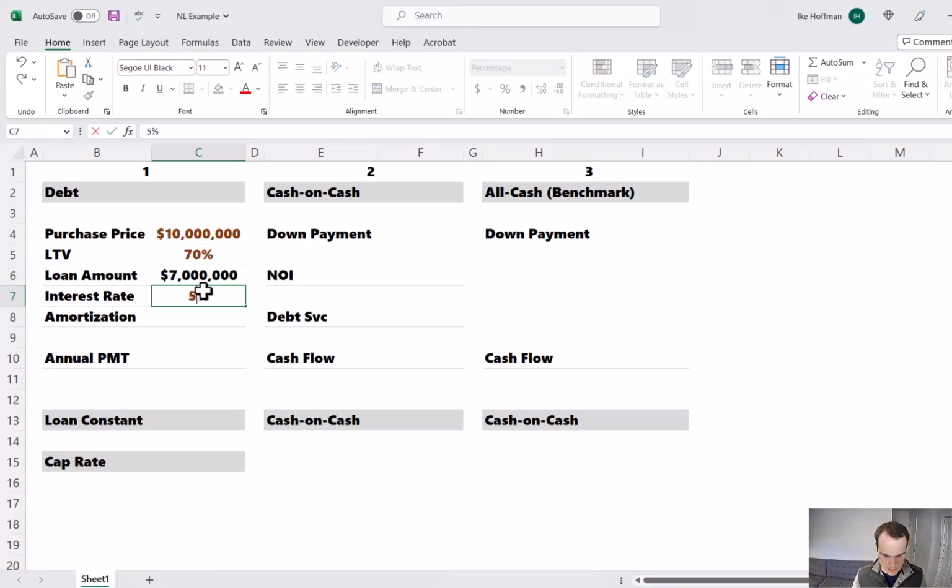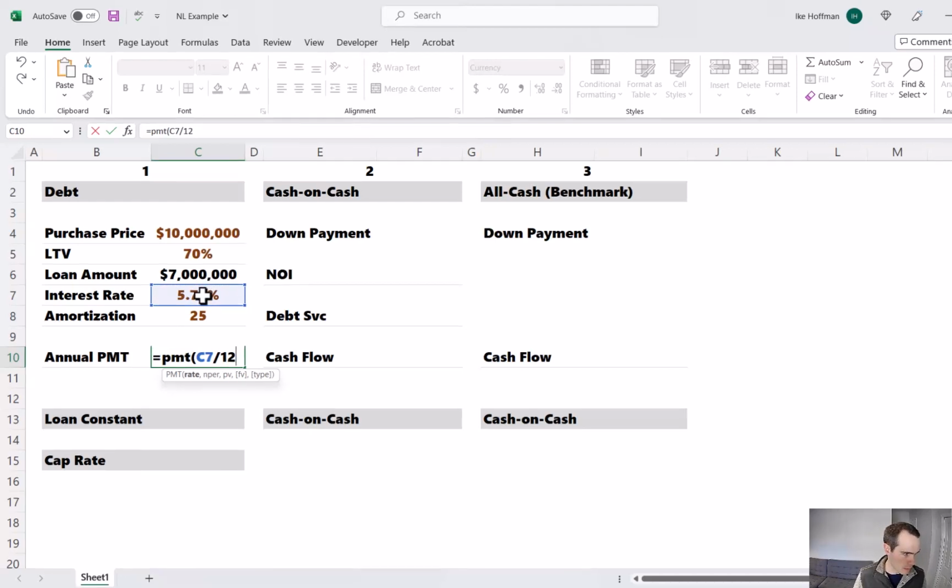The interest rate we'll say is 5.75%. Our amortization is 25 years. And then we'll use a payment formula. We'll take the rate, divide it by 12 because you'll generally make a monthly payment on your real estate mortgage. For the number of periods, we'll take 25, multiply that by 12. Our present value will be 7 million. And then we'll close the bracket.